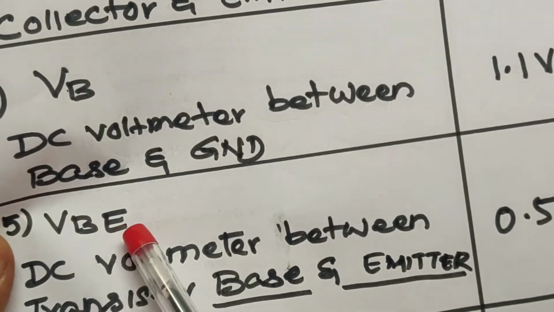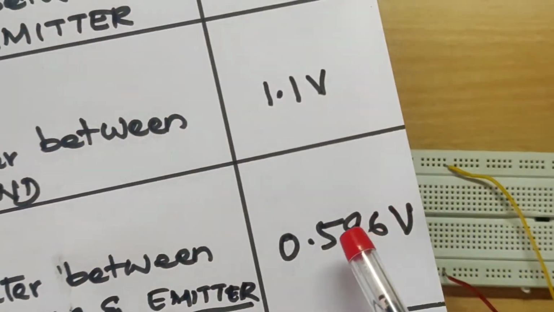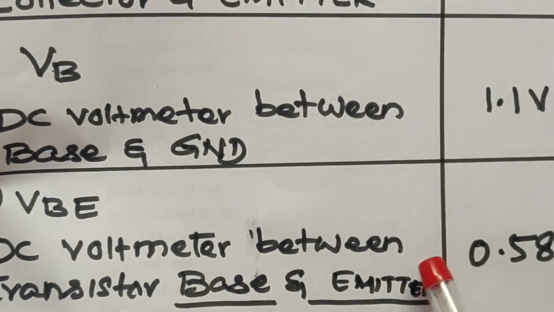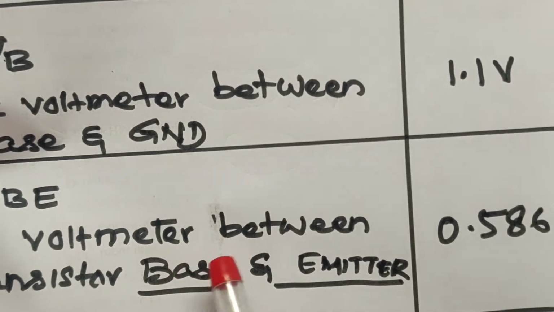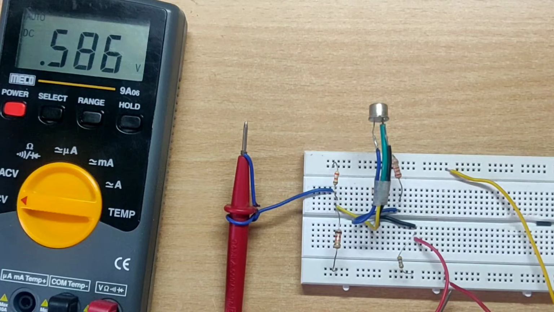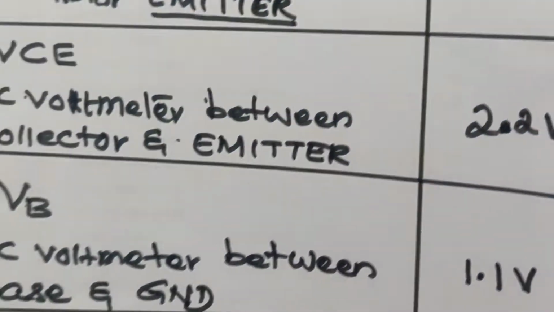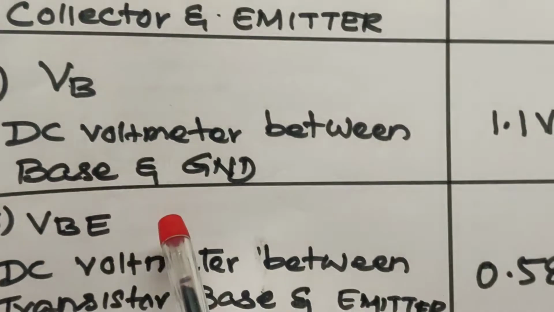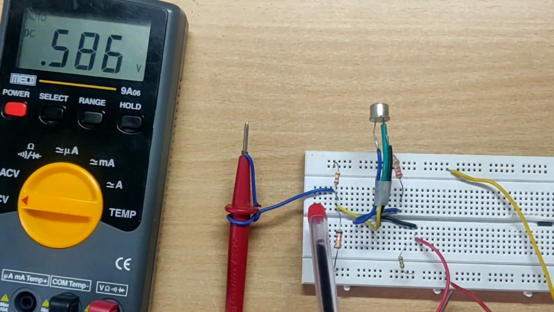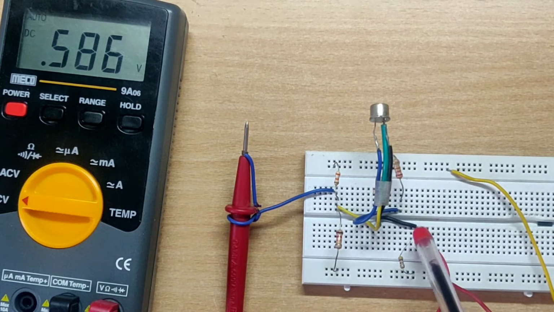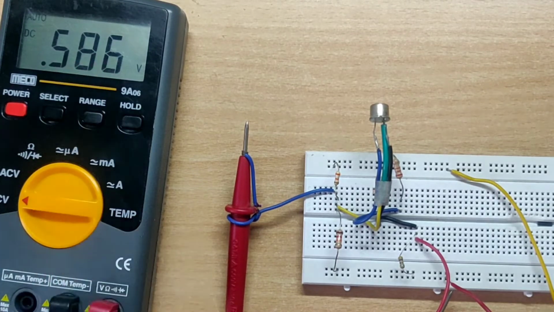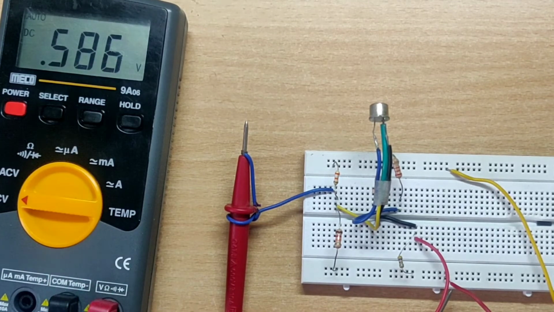That means VBE voltage should always be maintained at 0.5 volts. This is very, very important for any amplifier design. So the voltmeter should be connected between base and emitter. Let us see how much we will get practically. This VBE should be 0.5 something. Now I connected the voltmeter between base and emitter. It should be maintained at 0.5. See, practically I got 0.586 something. So that is perfect. So our design is 100% perfect.